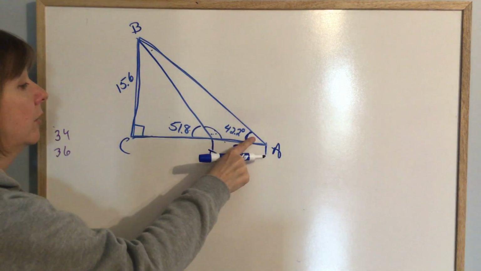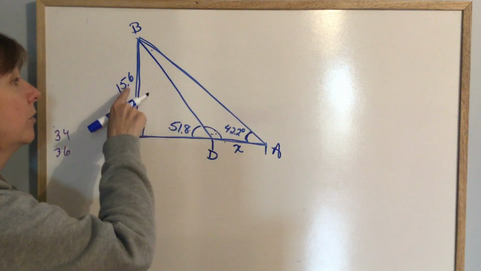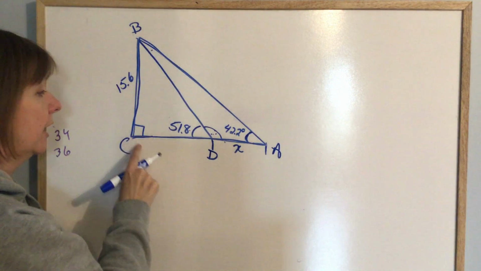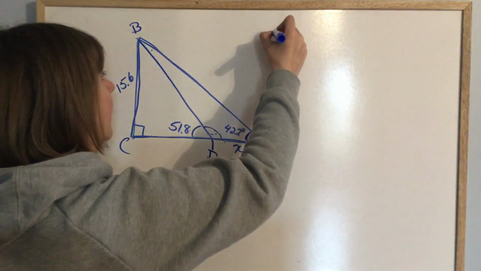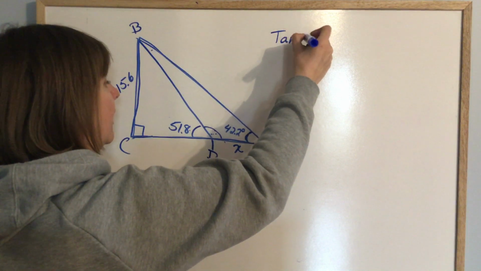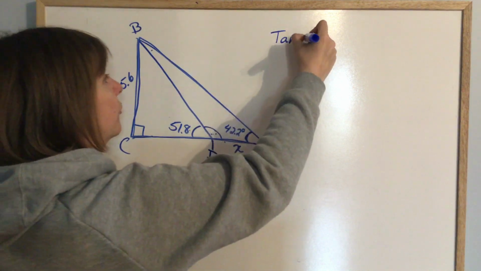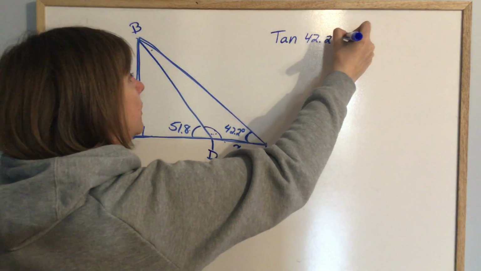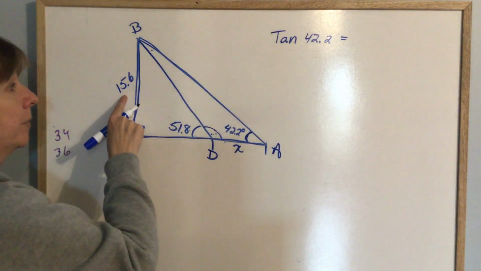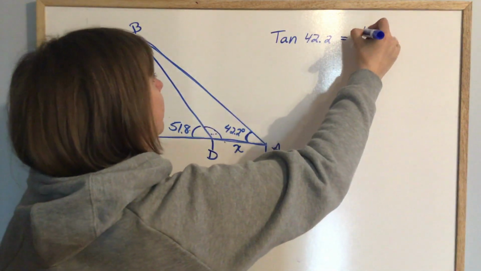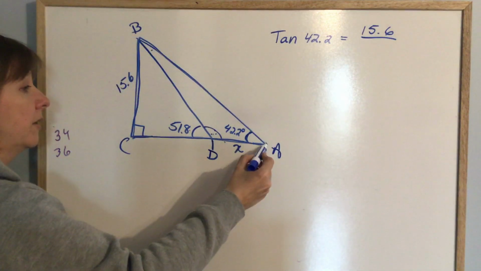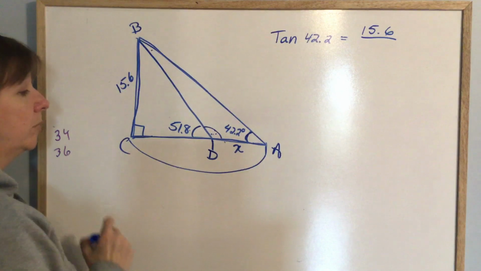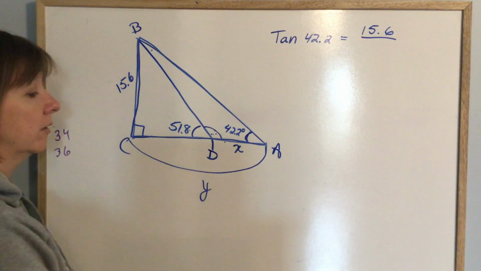And I'm going to go, listen, I know the opposite side, and I can figure out the adjacent side. This is a right angle, so I can use tan. I can say tan of angle A, which is 42.2, is the opposite side, which is 15.6, over the adjacent side. Now the adjacent side would be this whole thing. Let's call it Y.